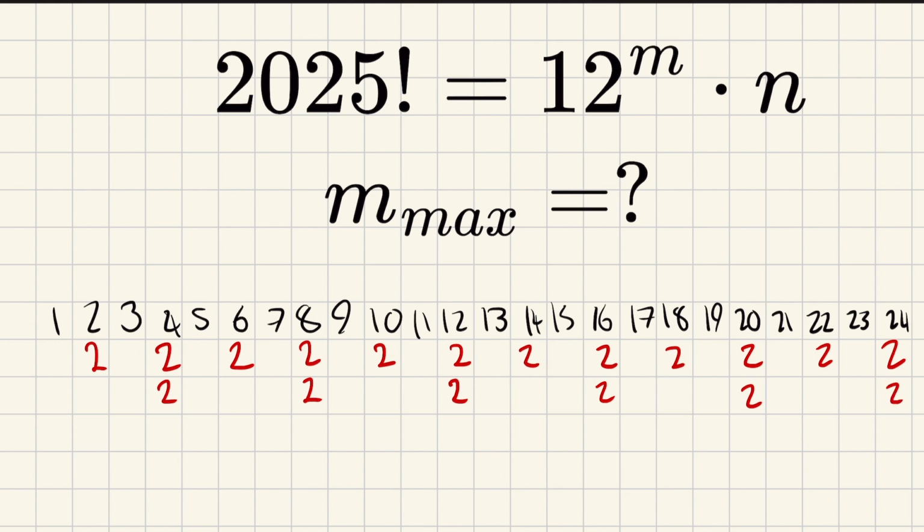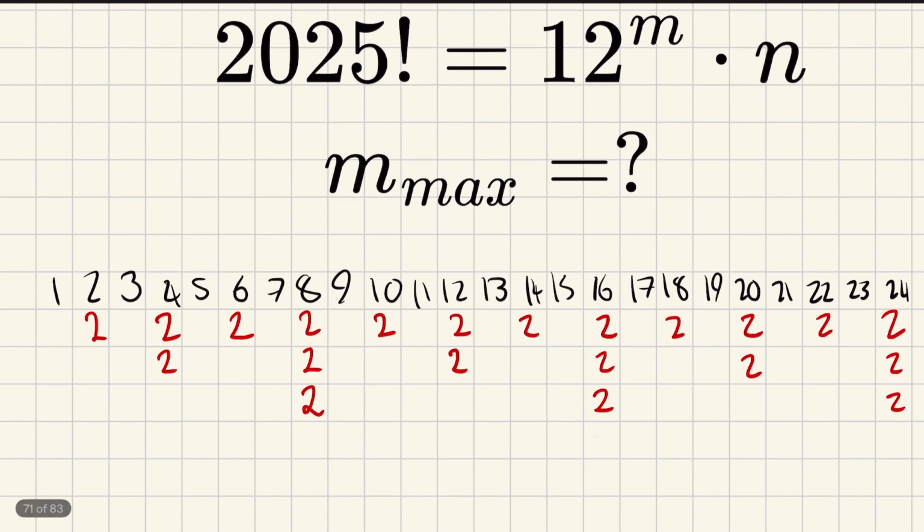But wait, once again, 8 perhaps, and 16 and 24, these can all be divisible by 2 three times. So we've got to be careful, and we've got to stack this. So let's see, this is every 2, this is every 4, this is every 8, and this is every 16 and 32.